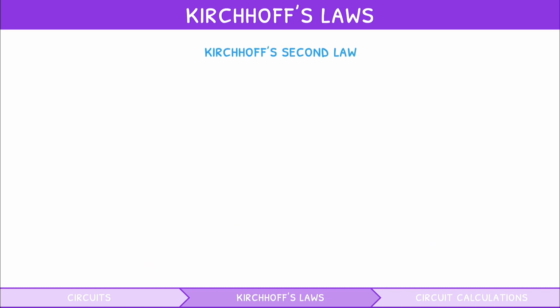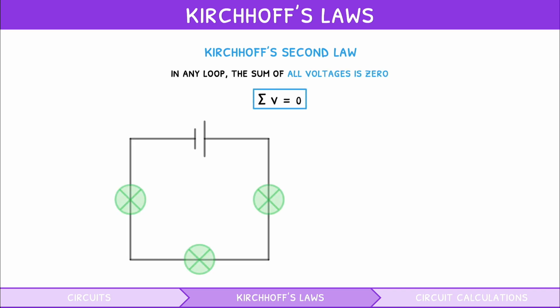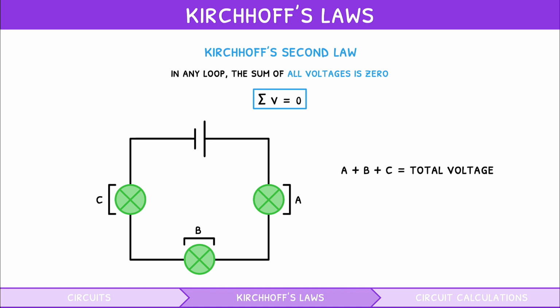Kirchhoff's second law states that in any loop, the sum of all voltages across components and power supplies is 0. Let's imagine a circuit with 3 bulbs contained within. We could represent the voltage across the bulbs as A, B, and C. Kirchhoff's second law states that A plus B plus C equals total voltage. This is simplified to voltage provided equals voltage used. So, if the battery provides 6 volts, the voltage used by all 3 bulbs would be 6 volts.